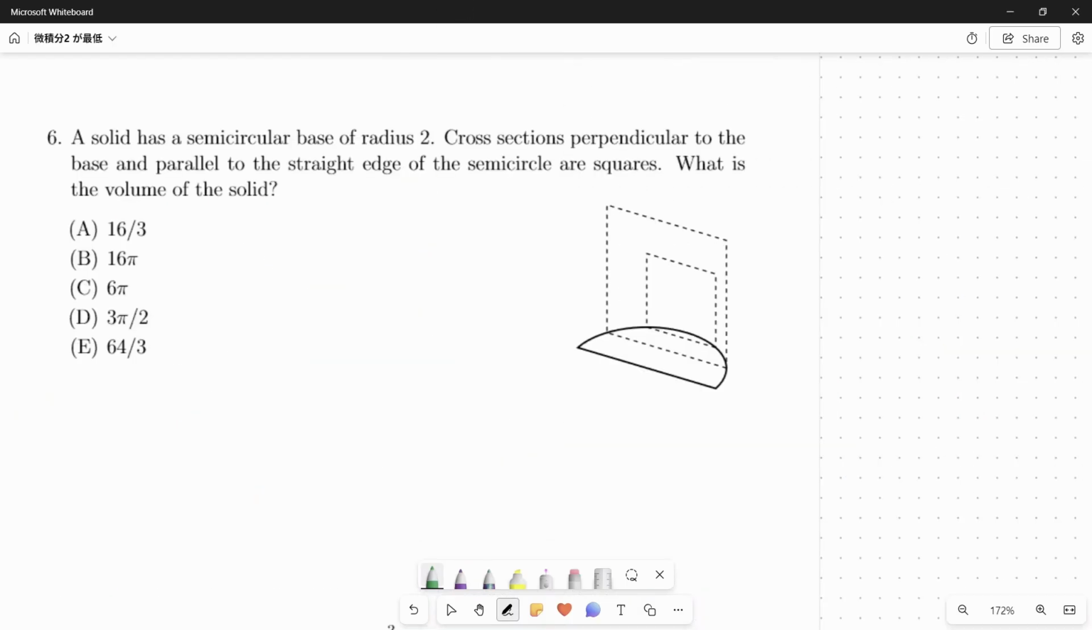Okay, so in this question, we're dealing with a solid that has a semicircular base of radius 2. And the cross sections perpendicular to the base and parallel to the straight edge of the semicircle are squares. So what is the volume of the solid?